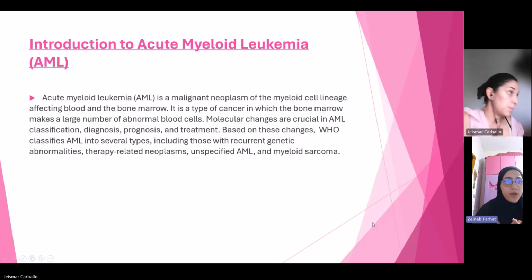It's basically a malignant neoplasm of the myeloid cell lineage, which is affecting blood and the bone marrow. It's a type of cancer in which the bone marrow starts to produce a large amount of blood cells. The molecular changes that come with acute myeloid leukemia help us to classify and diagnose the disease, and in the prognosis and the treatment plan associated with the disease. And based on these changes, the WHO classifies AML into several types, including those with recurrent genetic abnormalities, therapy-related neoplasm, unspecified AML, and myeloid sarcoma.